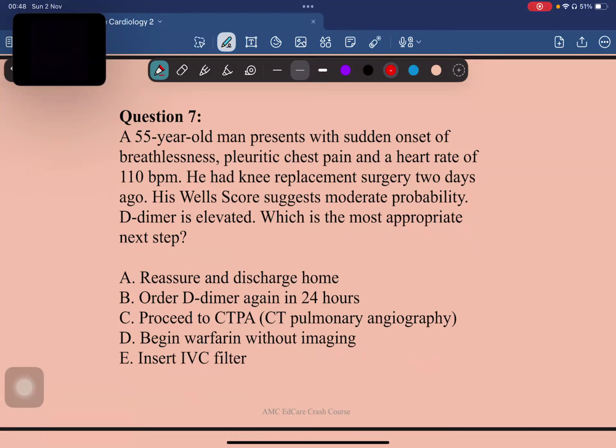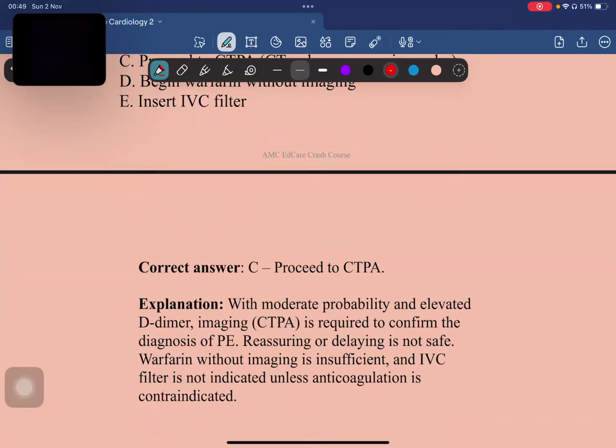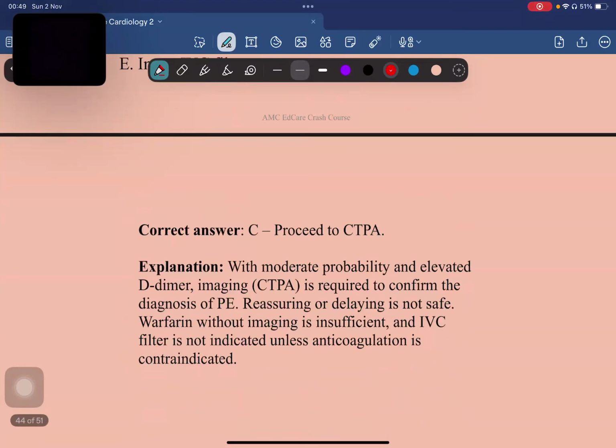In this, I would say this is a classic example of a probability with an elevated D-dimer. So, as the guideline says, I think we are safe to move to CTPA rather than waiting or delaying, because they're asking the most appropriate next step. Yes, it is proceed to CTPA, because with the moderate probability and the elevated D-dimer, CTPA is required to confirm the diagnosis of pulmonary embolism.